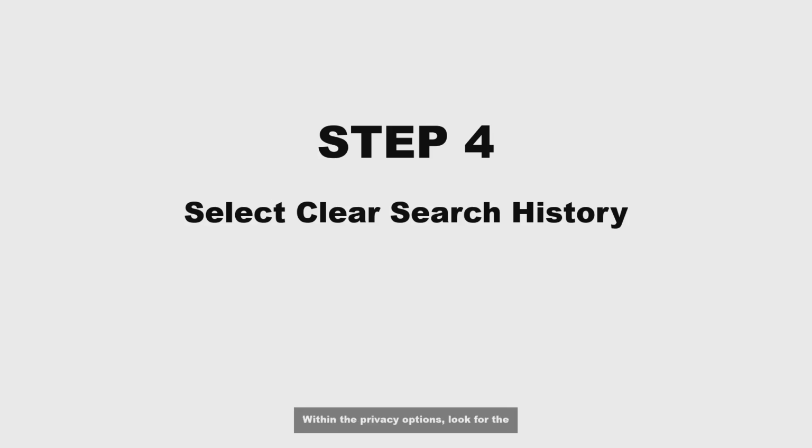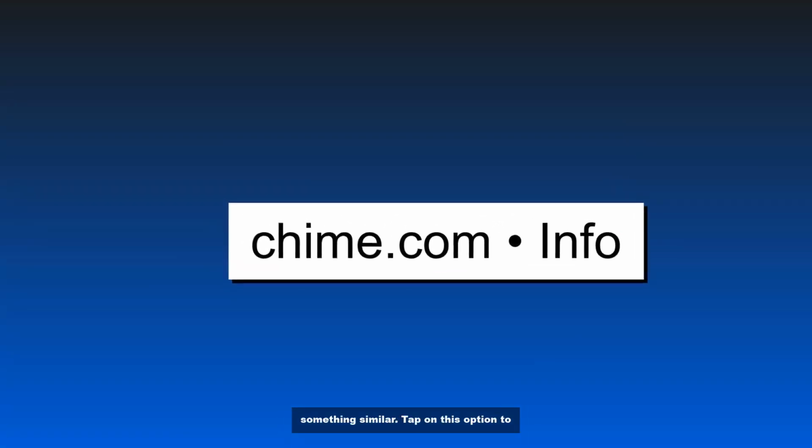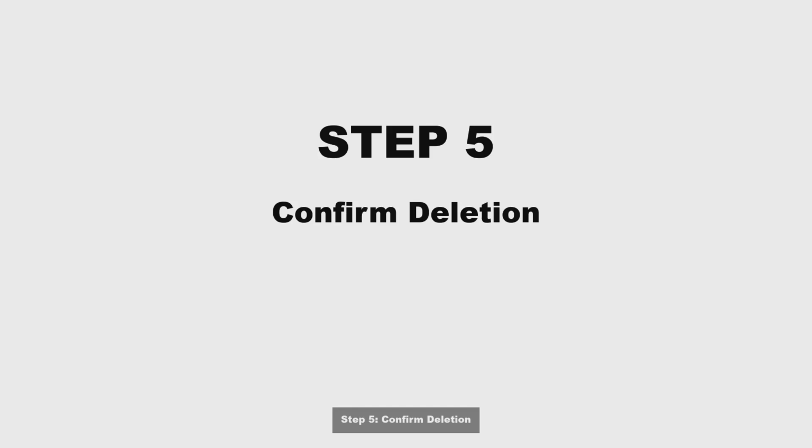Step 4. Select Clear Search History. Within the Privacy Options, look for the option that says Clear Search History or something similar. Tap on this option to proceed.